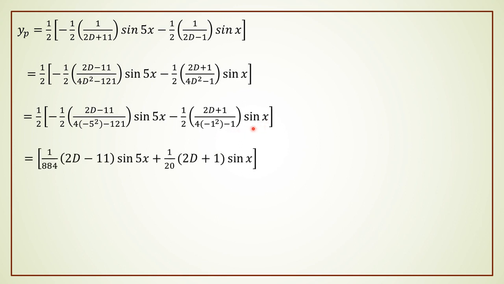Just simplify the denominator over here, so that you are going to get it as 1 by 884 into 2D minus 11 acting on sin 5x plus 1 by 20 into 2D plus 1 acting on sin x. Simplify the denominator, so that you get the first term as 1 by 884, and over here you get 1 by 20.